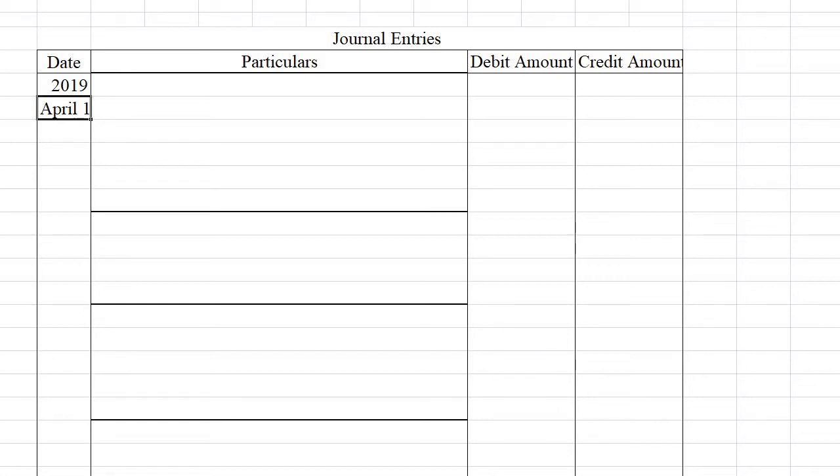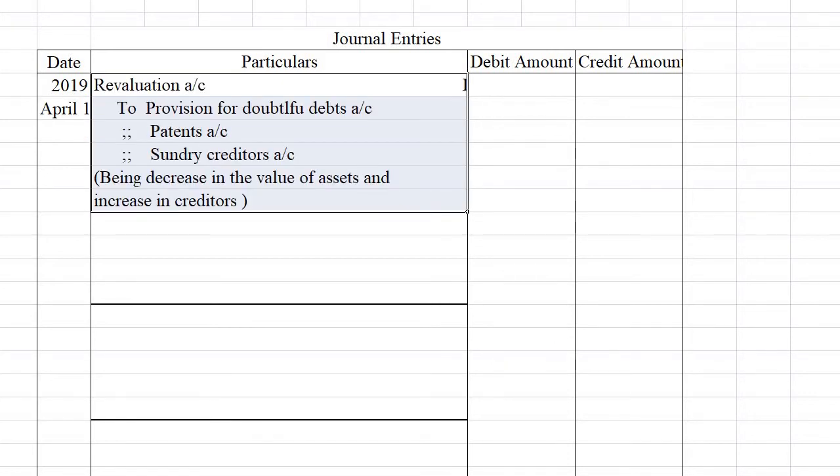Revaluation journal entry, we have provision for doubtful debts, patent and sundry creditors on the debit side of revaluation account, that we can write here. Revaluation account debtor to provision for doubtful debts, to patents, to sundry creditors. That means the first two are decrease in asset and the next third one is increase in liability. So the amount can be mentioned here.